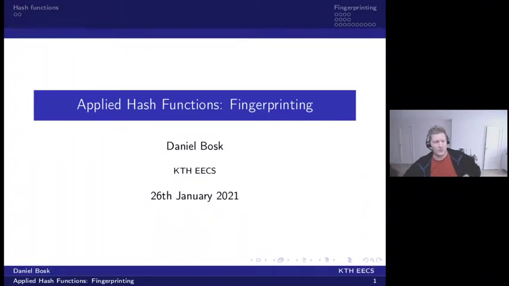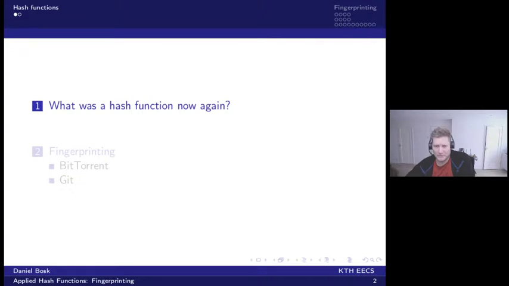So now we're going to talk about applied hash functions, and particularly we'll focus on the property of fingerprinting. So we can use hash functions for fingerprinting. First we'll briefly recap what a hash function is, and particularly the properties that it provides. And then we'll start talking about fingerprinting and particularly two examples, BitTorrent and Git, and how they rely on the fingerprinting properties of a hash function.